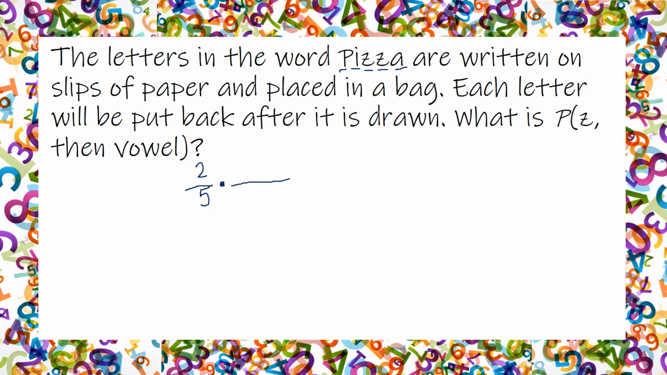Then the letter is returned the second time, so there are still 5 letters. And I want to know about a vowel. A vowel, there is A, E, I, O, and U. So I see A and I up there. So I've got a 2 out of 5 chance of getting a vowel. So if I want to know the probability of getting a Z first and then a vowel, I have to multiply those two. So 2 times 2 gives me 4, and 5 times 5 gives me 25. So I have a 4 out of 25 chance to get a Z and then a vowel.